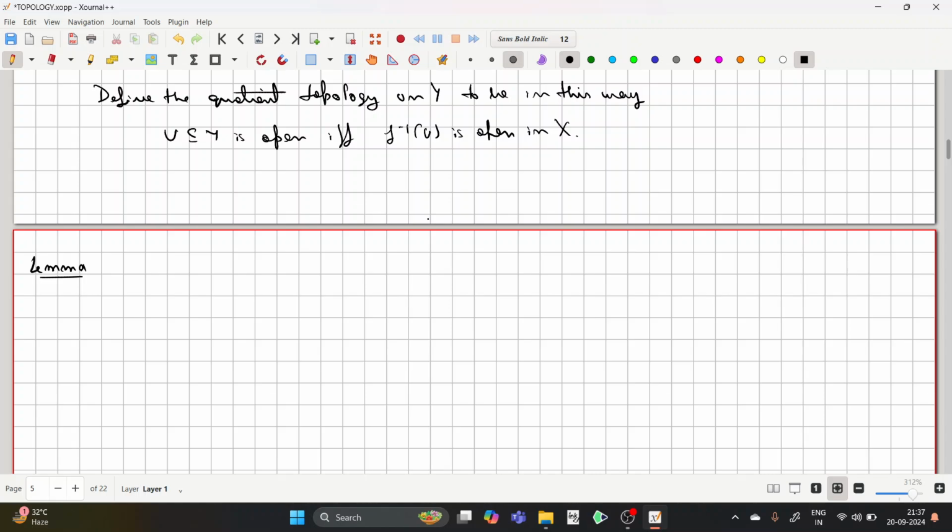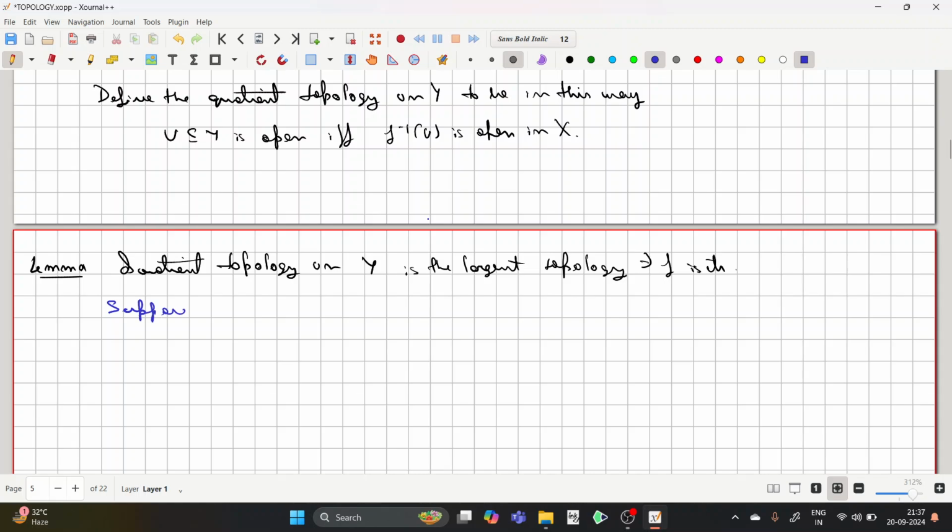That the quotient topology on Y is the largest topology such that f is continuous. And how do I actually do that? This proof is pretty simple. Suppose tau is a larger topology on Y.